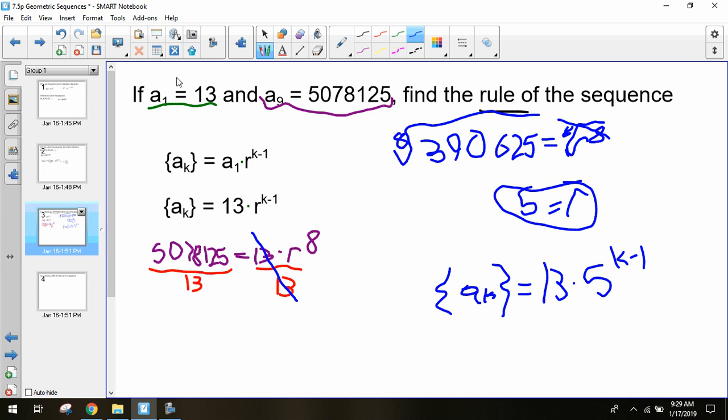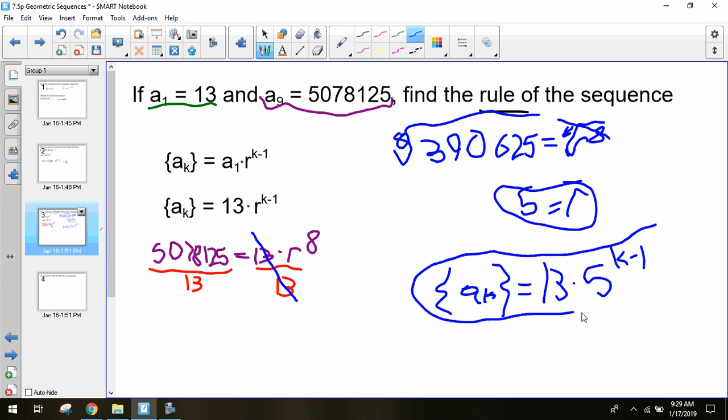a1 we know is 13, so we plugged in 13. Then we just had to solve for r. We used our other information, the other term we knew, a sub 9. So we plugged that number in for a sub k, and we turned the k into 9. We knew 9 minus 1 was 8, so we just put 8 right here. And then we had to divide by our a sub 1. So we divided by 13, and we got 390,625 equal to r raised to the power of 8. And so we took the 8th root of both of these sides to cancel out that exponent of 8, and we got r equaling 5, plug it in, and that is our final solution.